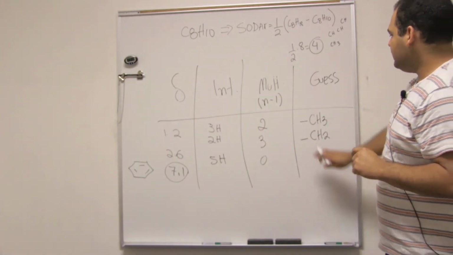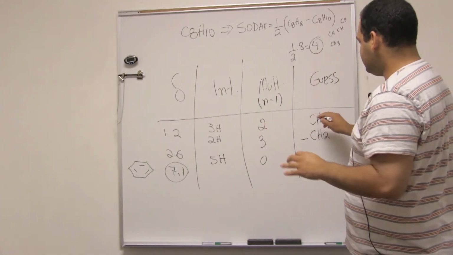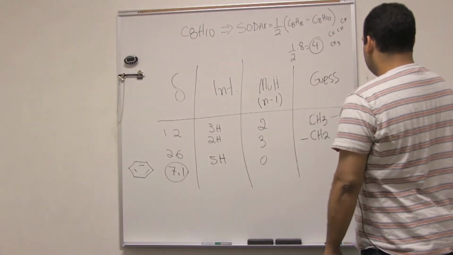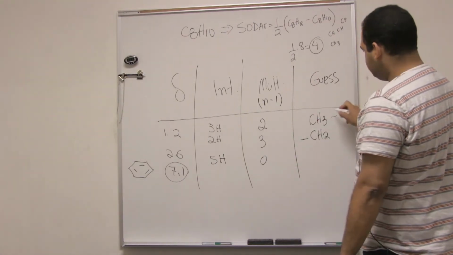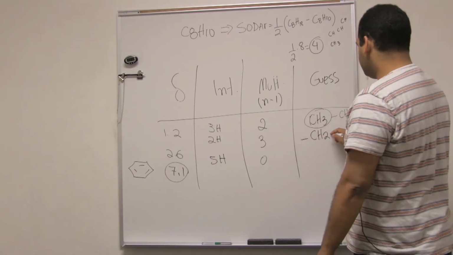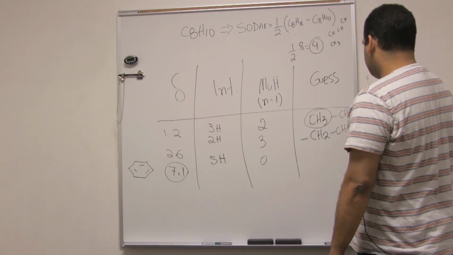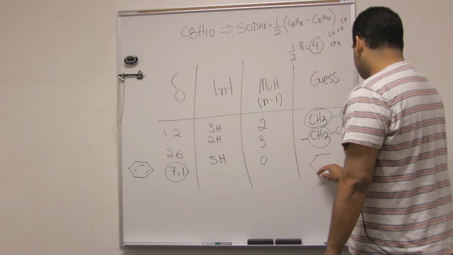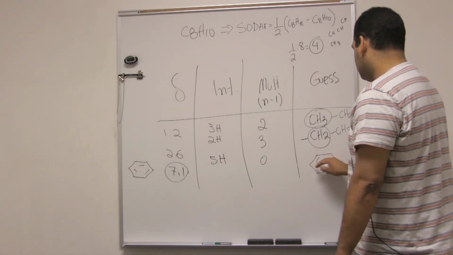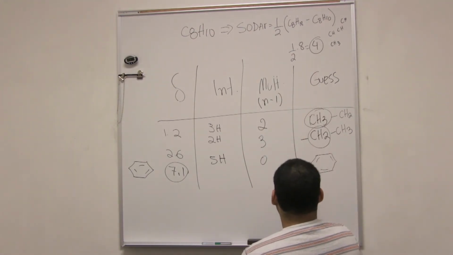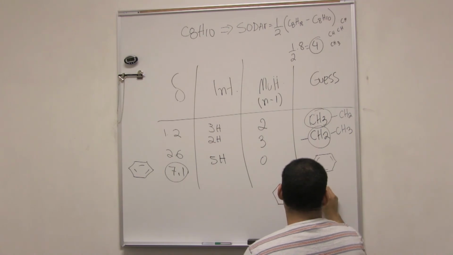So now I start combining my guesses. Well, if this one has two neighbors, this is a CH2. If this one has three neighbors, this is a CH3. If this is a singlet in the 7.1 to 8 range, I have the ring. So my best guess will be something like that.